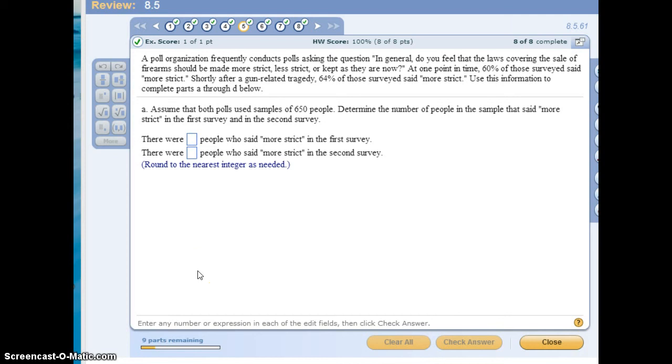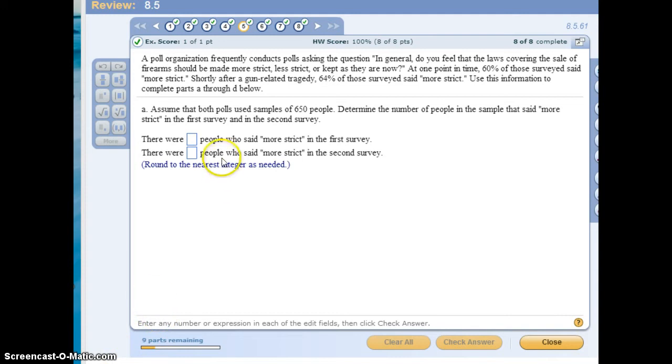안녕하세요, and welcome to Stats Chapter 8, Hypothesis Testing for Population Proportions. In this question, a poll organization is trying to find out the relationship between gun-related tragedy and firearm restrictions. And this problem can also help us to realize the relationship between a larger sample size and the p-value.